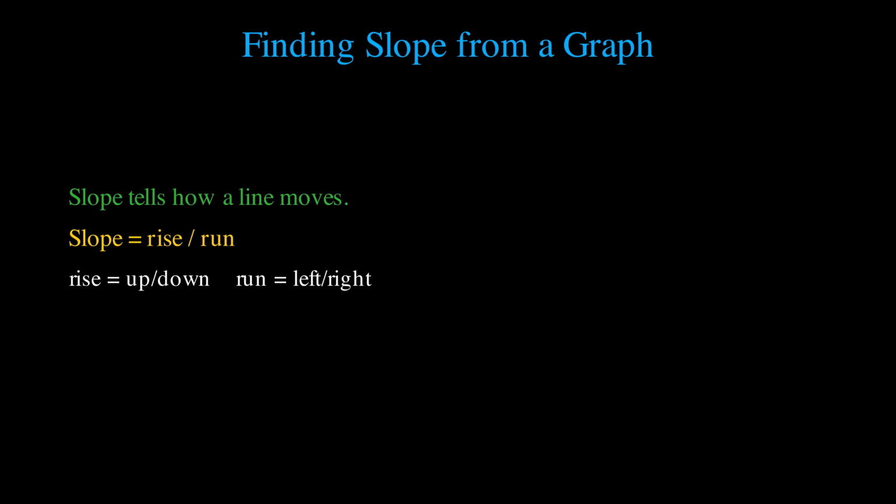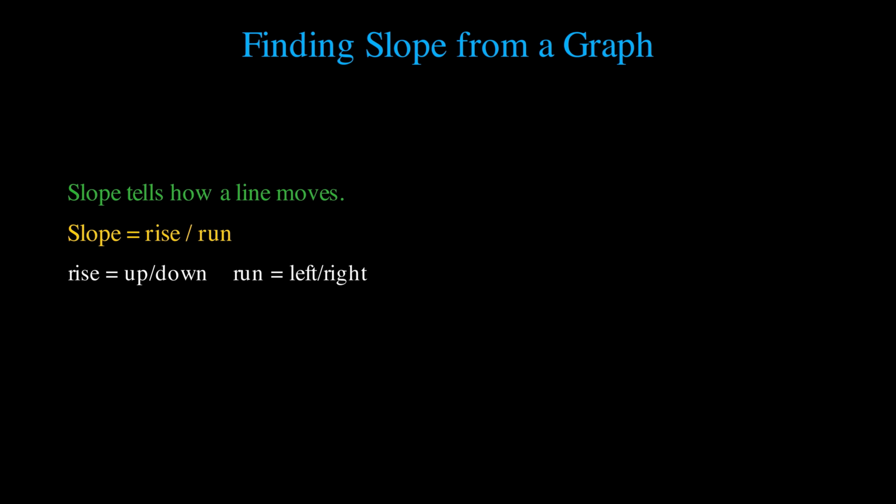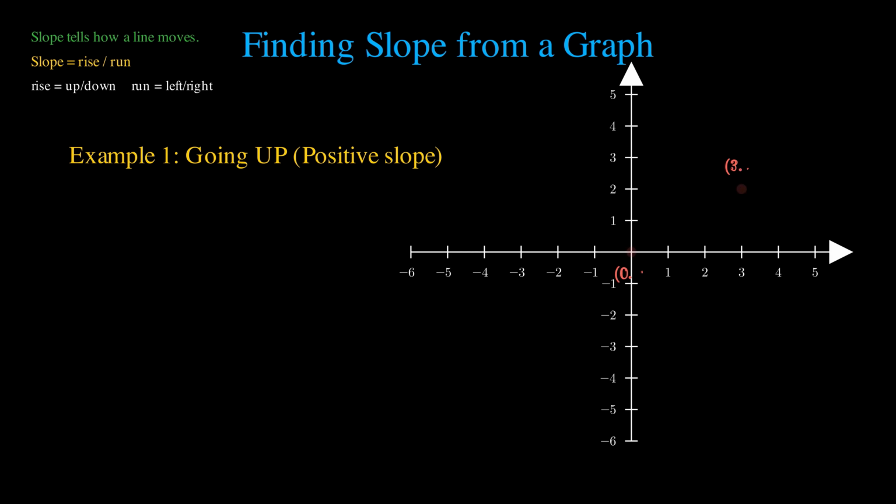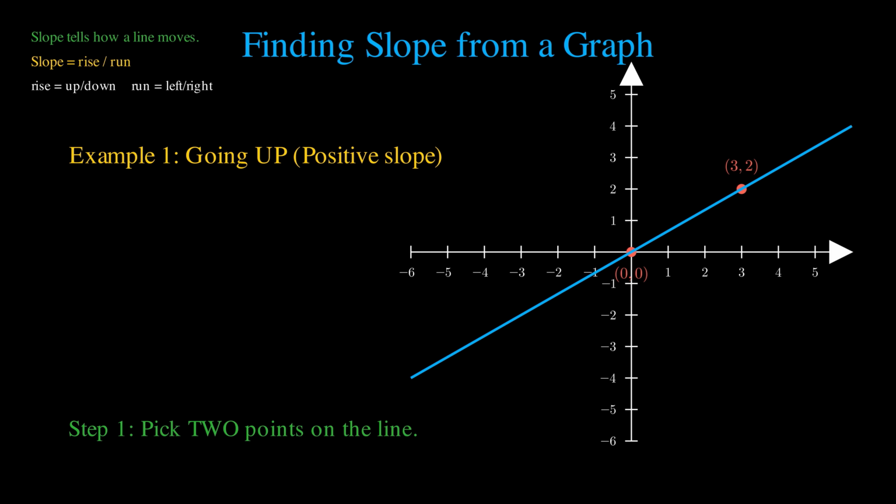Rise means up or down. Run means left or right. Now let's look at a graph. When finding slope from a graph, we always follow the same steps. In this example, the line is going up, so we already know the slope will be positive.